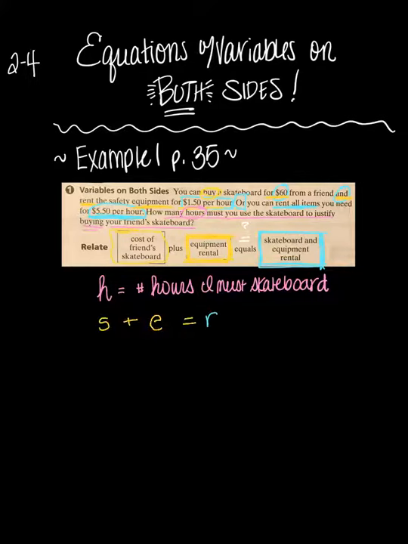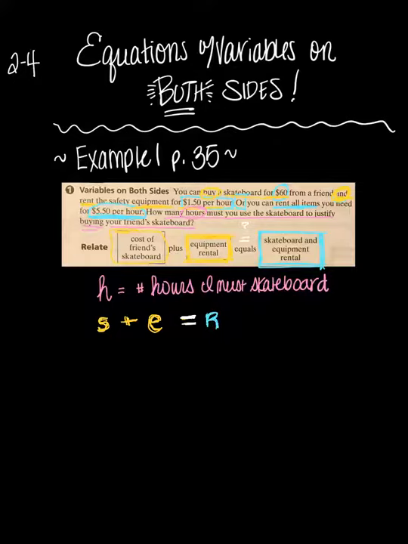Looking at my equation here, I'm going to choose to let S represent the cost of the skateboard that I'm buying from my friend. And then I have to add it. See, it's buy a skateboard for $60 from a friend and rent the safety equipment. So I'm going to let E be the cost of renting the safety equipment. Or I'm setting this equal to scenario number 2, which is rent all the items you need. So I'm going to let that be R.